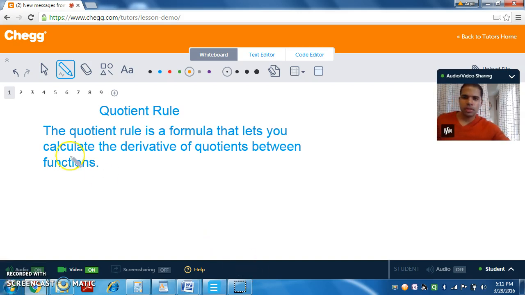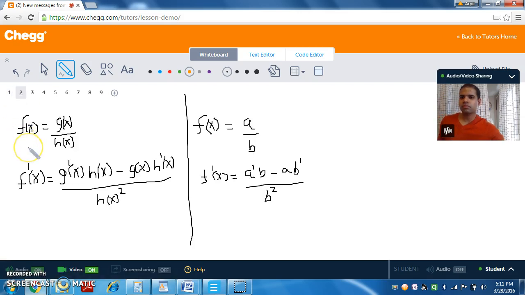And today we are going to discuss the quotient rule. The quotient rule is a formula that lets you calculate the derivative of quotients of functions. So suppose you have a function like f(x) equals g(x) divided by h(x). This function is a quotient of two functions. In order to find the derivative of these kinds of functions, we use the quotient rule.